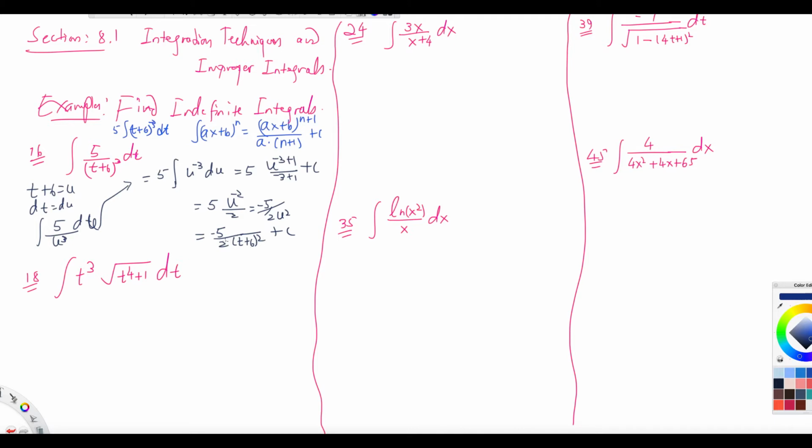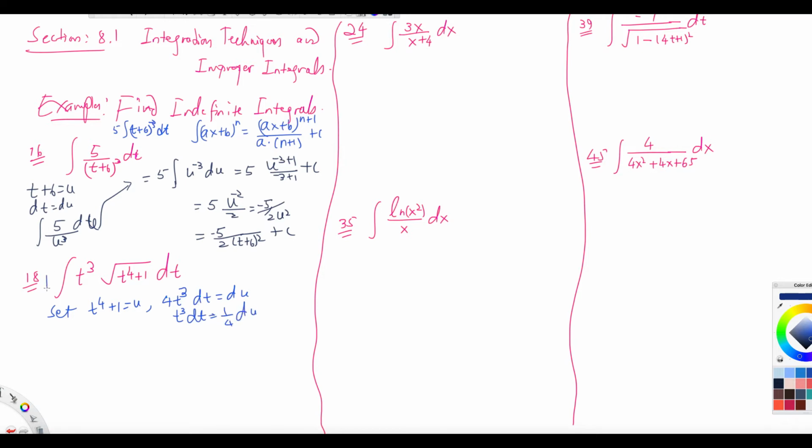All right, the next one is that one. Again, we'll do u substitution here. Set t to the 4 plus 1 equals u. Then what happens if you find the derivative? You get 4t cubed dt equals du. So what is t cubed dt? That will be 1 over 4 du.